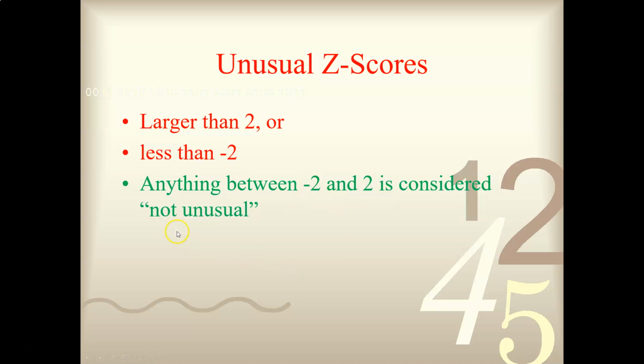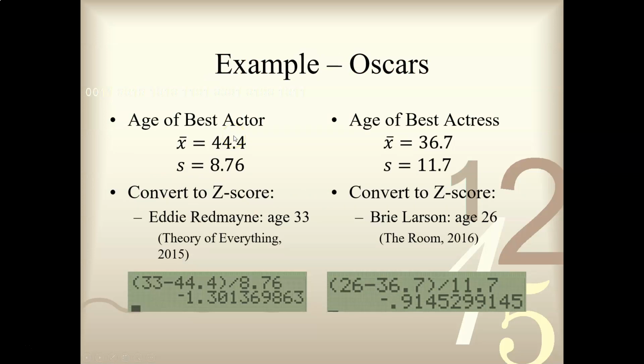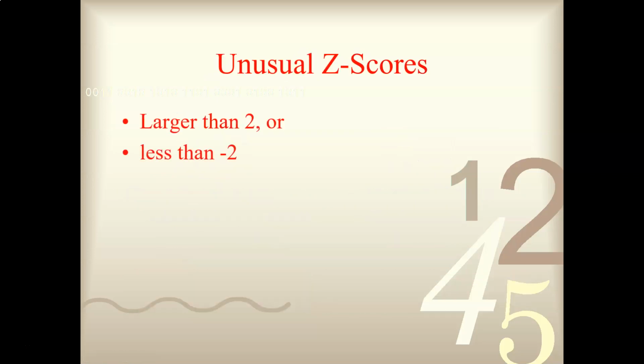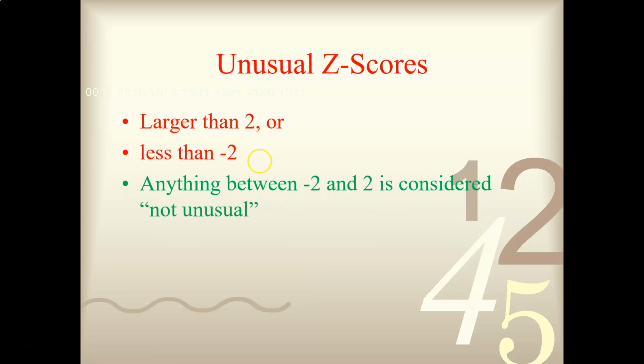Now in any large enough set of data, you're going to have some scores that you would consider unusual, but you're not going to have most of them, because they're unusual scores.